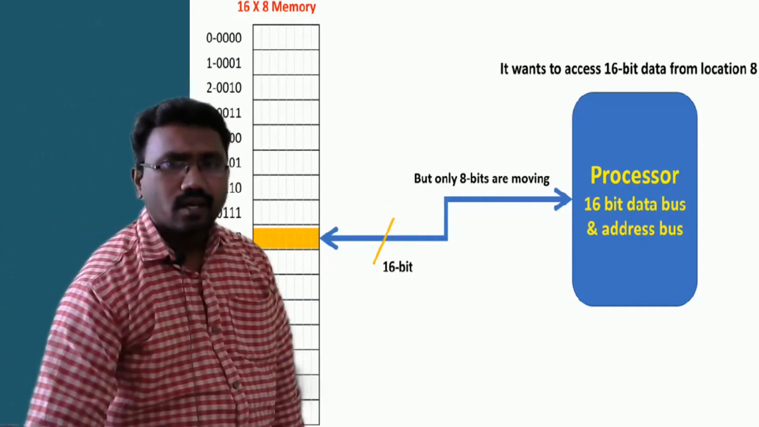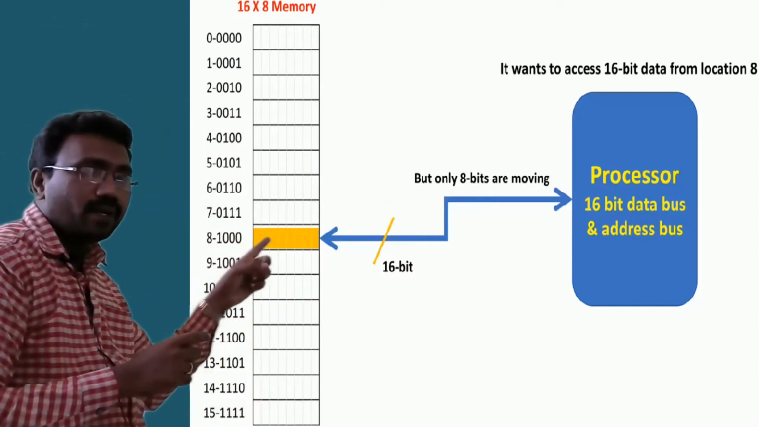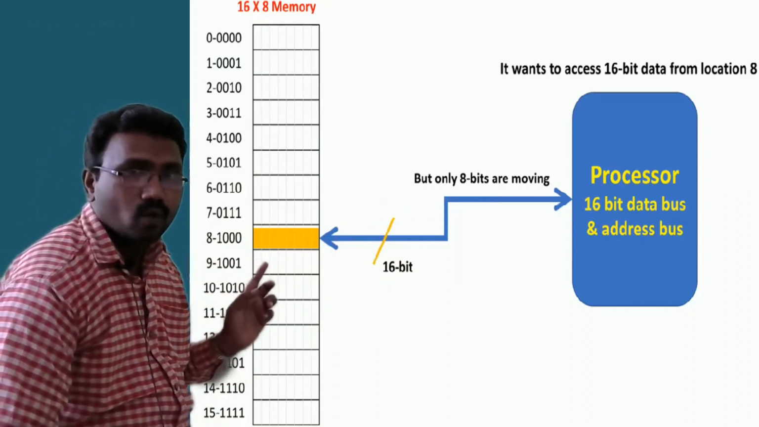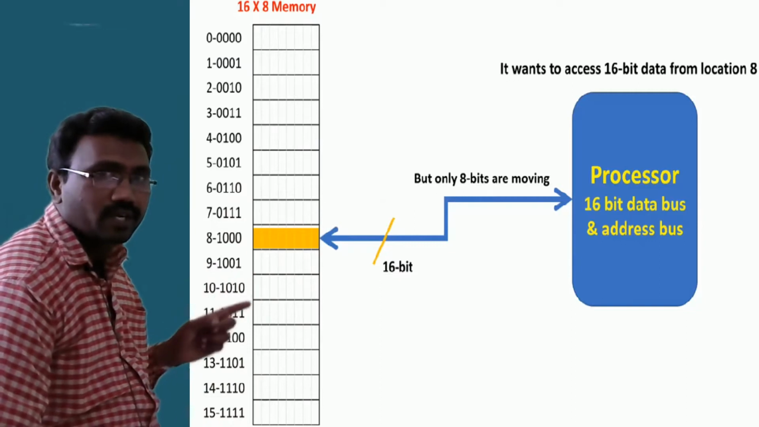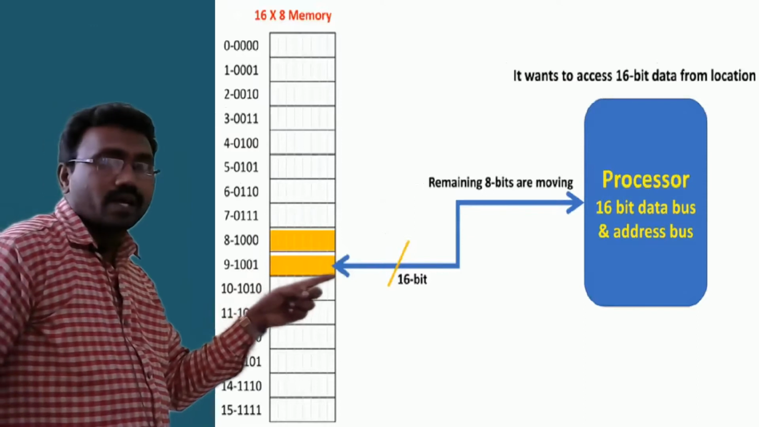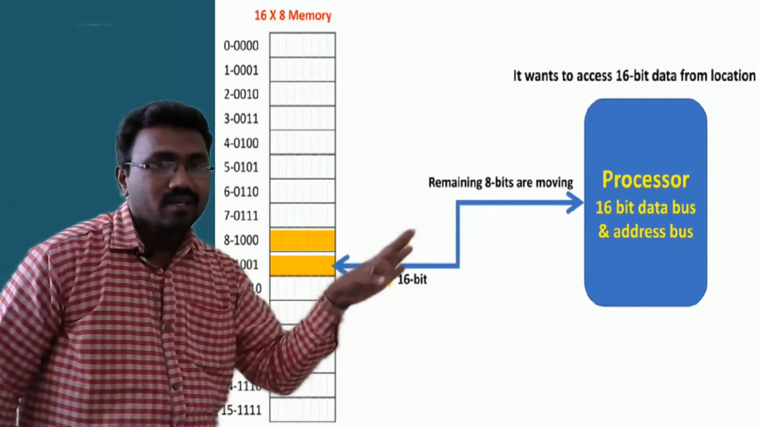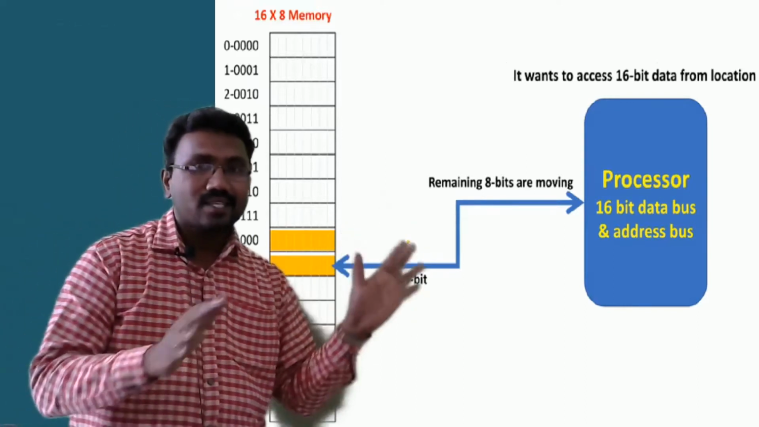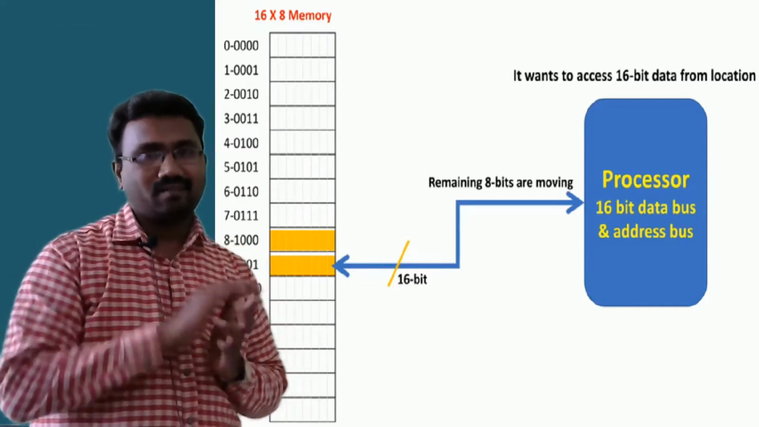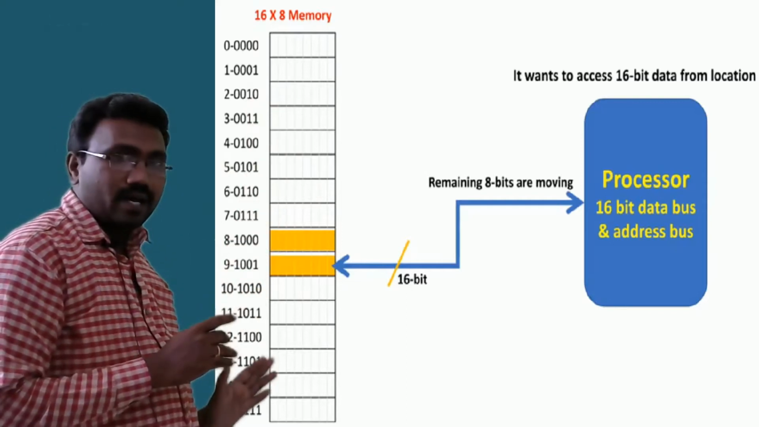Is it clear? In the first clock cycle, the 8 bits in the 8th address are moved to the processor. What about the remaining 8 bits? To access the remaining 8 bits from the 9th location, it requires one more clock cycle. So in the next clock cycle, the remaining 8 bits are moved to the processor. What is the problem here? The processor has 16-bit data lines, but we are not utilizing them efficiently. For every clock cycle, we are using only 8-bit data, because all the memory is organized in a single memory chip.